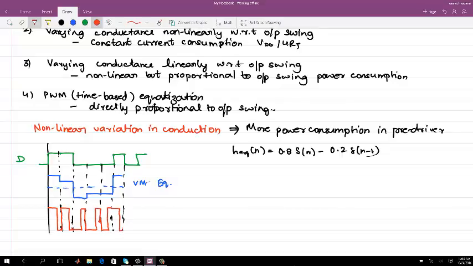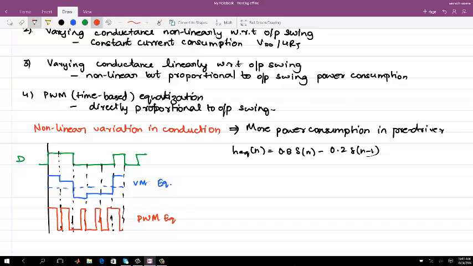So this is the output of PWM equalizer. Here each pulse width is modulated. Each bit is modulated. It's not that it is modulated only when you are having plus 1. So it is independent of the previous bit. The current pulse itself is modulated by the pulse waveform.